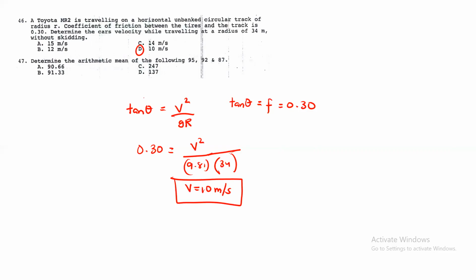The next, 47. Pabigay na yung 47 guys. Hinahanap lang yung arithmetic mean. So, arithmetic mean, i-add lang natin itong tatlong numbers, divide lang natin ng 3. So, 95 plus 92 plus 87 divided by 3 is, ang sagot dito? 91.33.